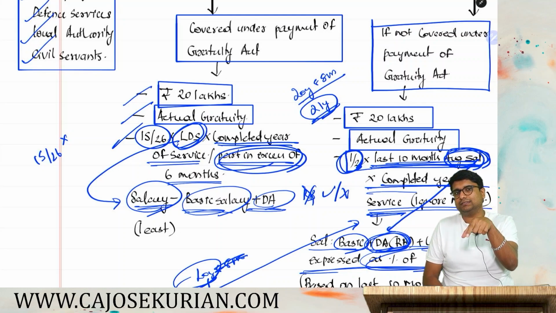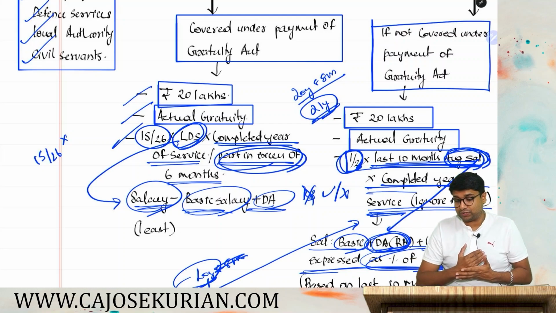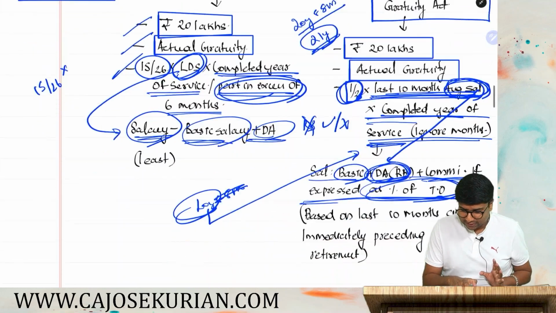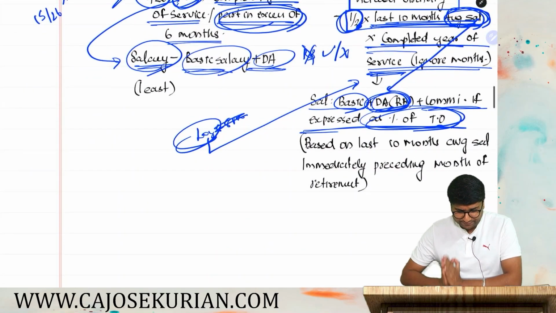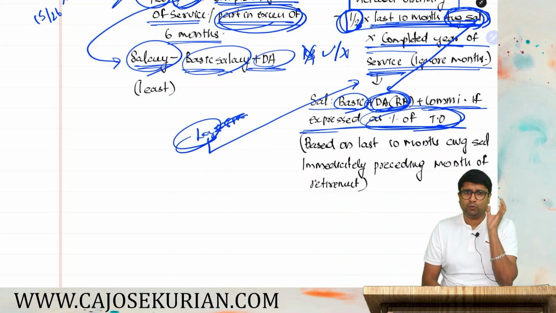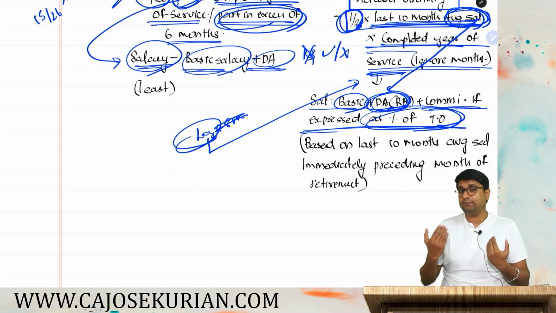And what is this last 10 months average salary? What is the salary over here? Basic salary plus DA forms part of the retirement benefit plus commission if it's expressed as a fixed percentage of your total turnover. And I hope this is clear. So the point is pretty simple, friends. Here, what they are saying, if you are an employee who is in receipt of gratuity either at the time of retirement or your death, then you can claim the exemption.